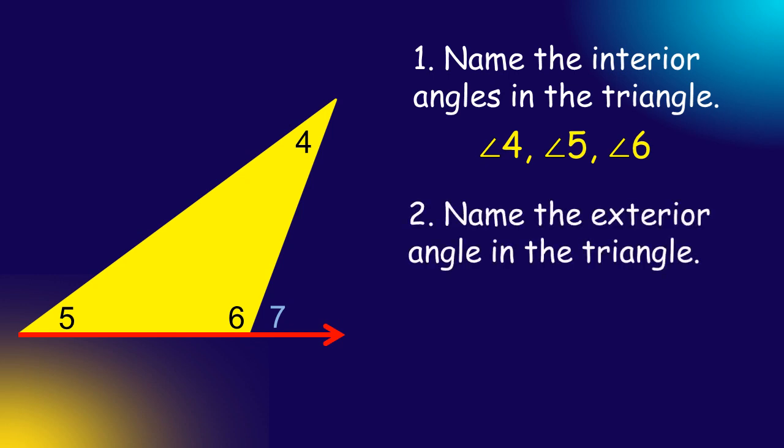How about this? Name the exterior angle in the triangle. As we can see, only one side of this triangle is being extended. And based only on the given illustration of the triangle, the exterior angle is only angle 7.